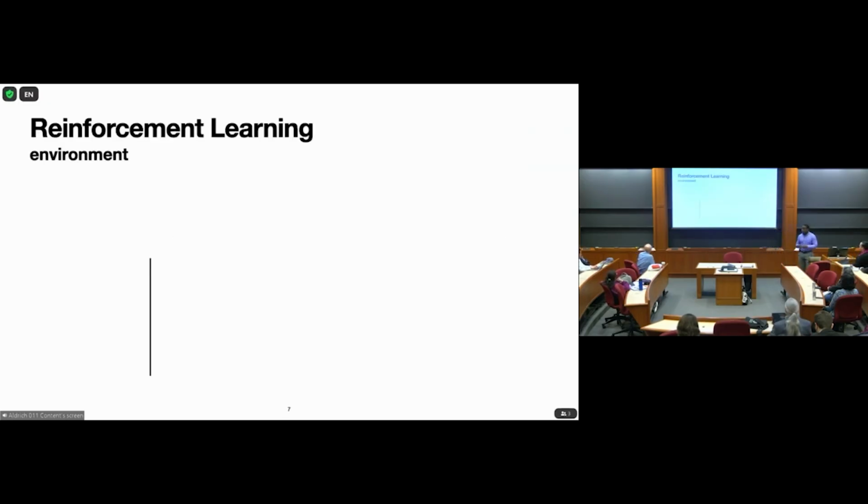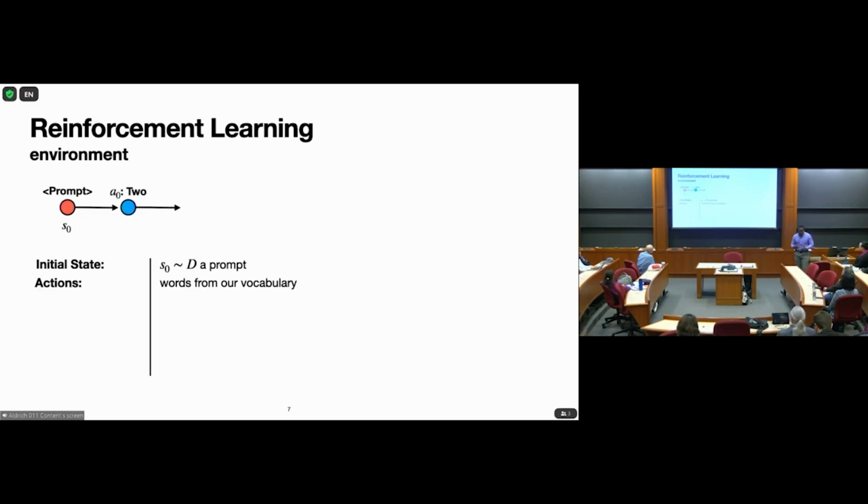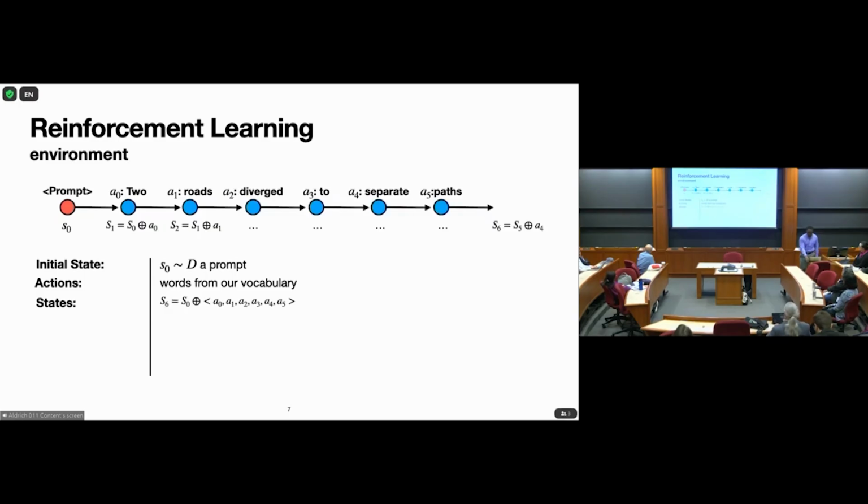So in RL, we have an environment. Typically you can think of this environment as first having an initial prompt, so you prompt the model with something. Then in this environment, you can take actions, and actions we can think of as being just words in our vocabulary. And this environment has state. Our state is just composed of either our prompt or our previous actions concatenated with the current action that we just took. So state two is just state one concatenated with the word we just generated, which is roads, and so forth and so forth.